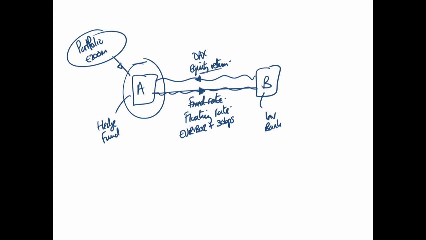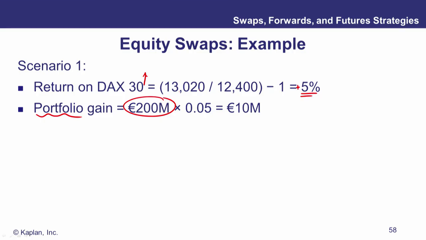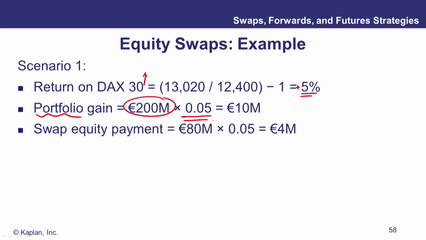All right, so that will be generating a return coming in, and they're gearing into the DAX return by receiving the equity return under the swap as well. So their portfolio will gain by 5% if their portfolio is passively tracking the DAX 30. 5% of 200 is 10 million. The swap equity payment will be the 80 million notional for the swap. Don't forget, that's how much we're gearing in, 40% of 200. And that is the equity leg. So that payment is going to be an inflow, coming into the manager because they're receiving that equity leg.